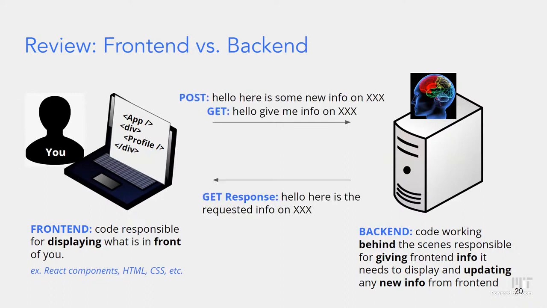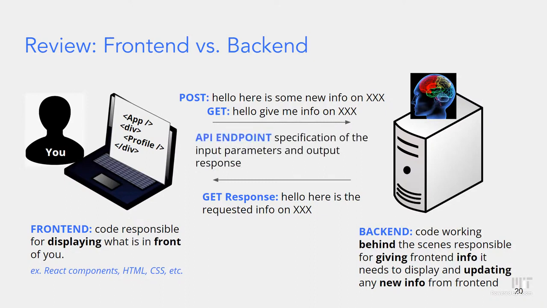And so here's a summary of everything. How does the front end specify what kind of information it wants, and what kind of information it's giving to the back end? This is where the API endpoint comes in. The API endpoint is a specification of inputs and outputs. It specifies what kind of information the front end wants from the back end, and also what kind of information the front end will be giving to the back end, depending on if the request is a GET or a POST request.